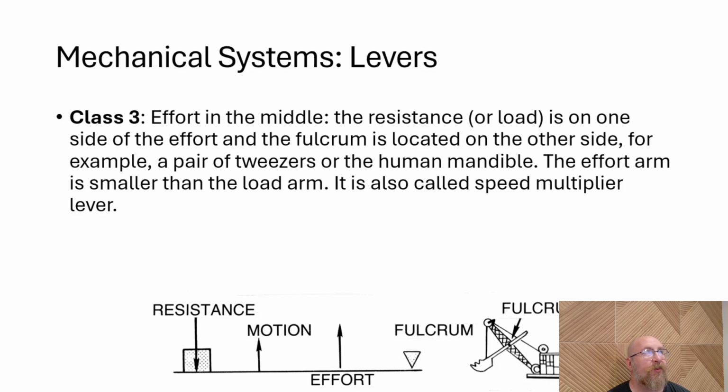Then you have class 3, where the effort is in the middle. Effort is being applied in the middle. So essentially, an example of this would be a pair of tweezers or your jaw. That's what mandible means, by the way. And there's various other mechanical elements that you'll see, such as a crane, an excavator, etc., that use this sort of thing. But essentially, the fulcrum is behind the effort, and the resistance is out in front of the effort.